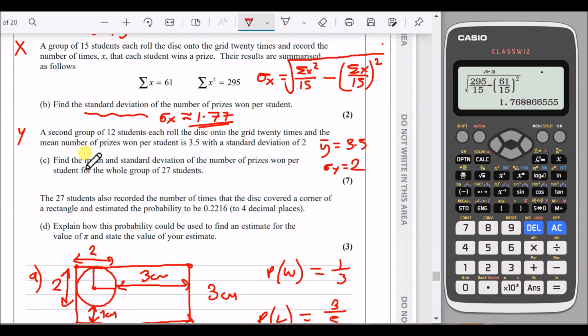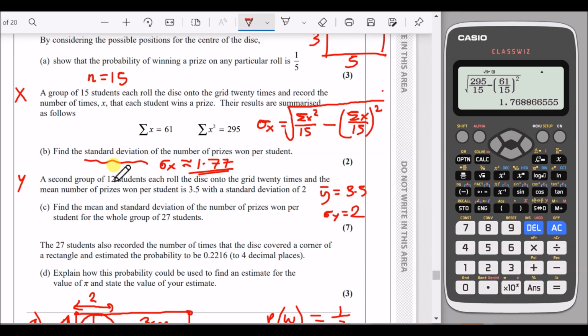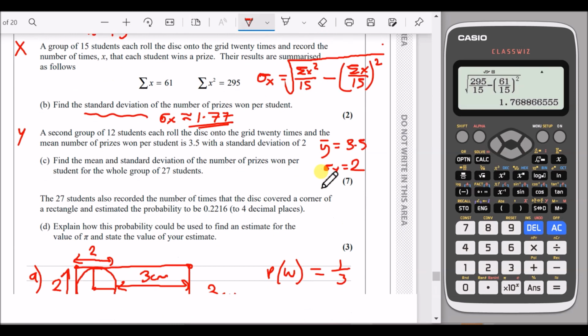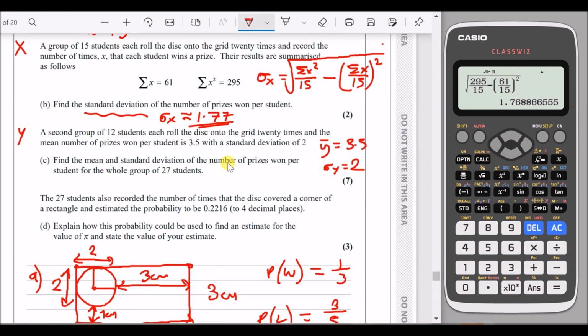Okay. Find the mean and standard deviation of the number of prizes won per student for the whole group of 27 students. Oof. Okay, so we're talking about X and Y, combining them, yeah? Okay, so for this particular case, I'm going to call this whole group Z, yeah? So that's the whole group. The whole group is Z. We know straight away the N here would be 27, but we still need to calculate a lot of the other statistics.